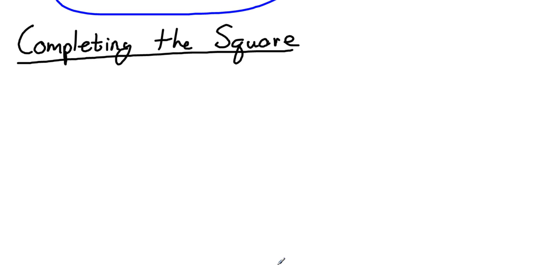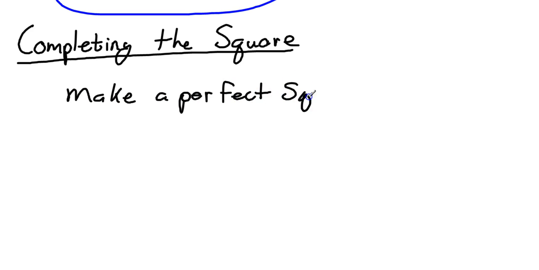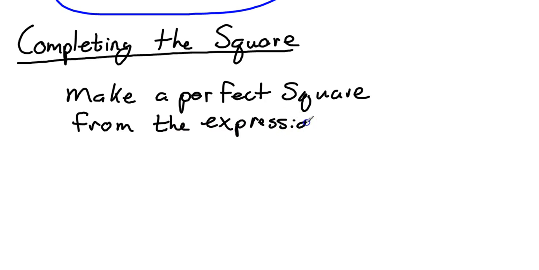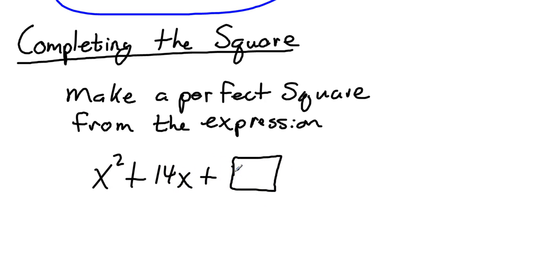And the very first thing that they're going to ask you to do, before you complete the square, is to make a perfect square. They'll give you an expression and have you fill in the blank. It'll be something like x² + 14x + and then they'll actually give you a box and tell you, all right, you're going to go back and figure out what that number is.